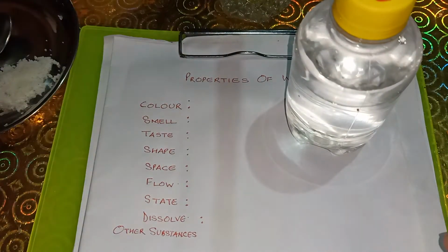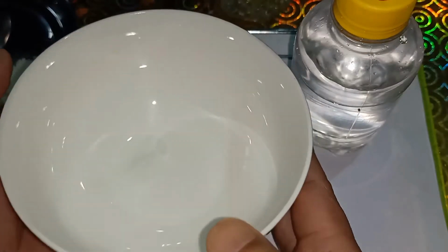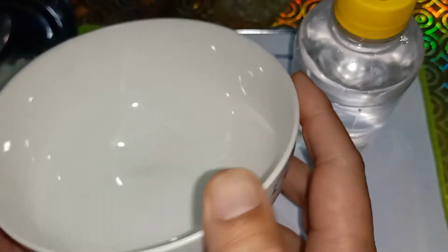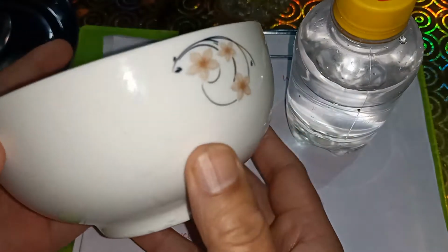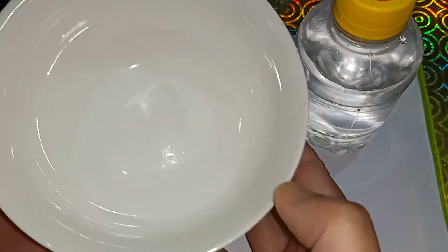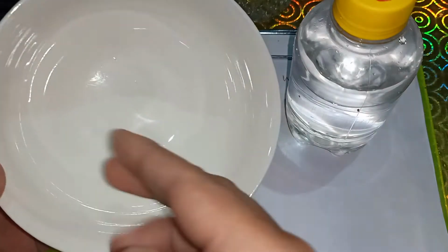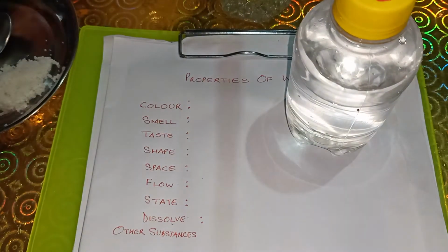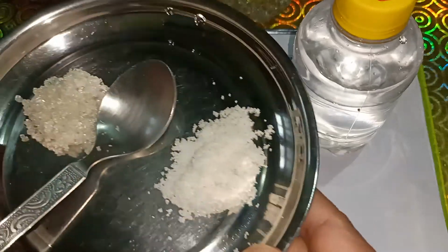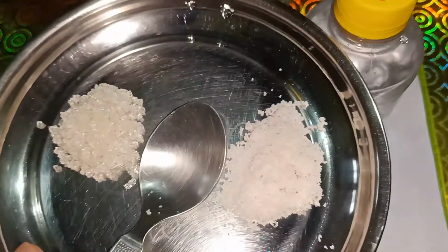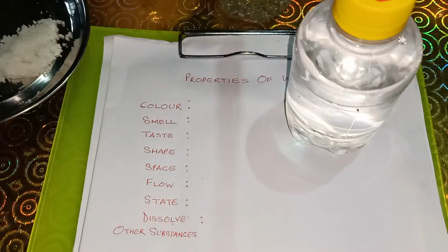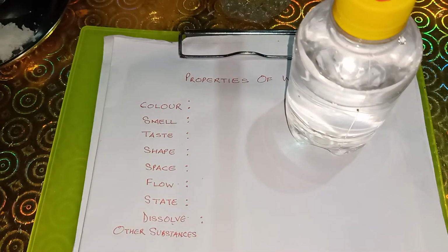We'll also take a bowl. You can take any type of bowl. This is a china clay bowl. It has its own shape and it also has its empty space over here. We also need some salt, some sugar, and a spoon to stir it. Now let us start our demonstration.